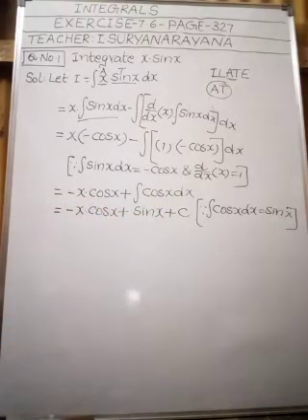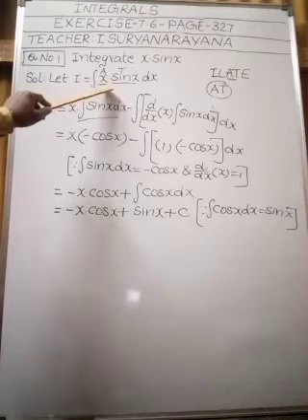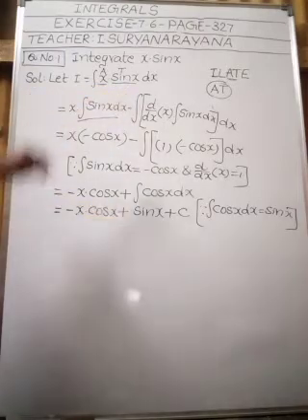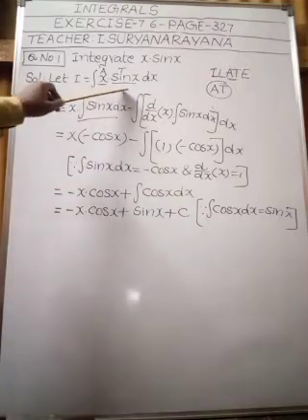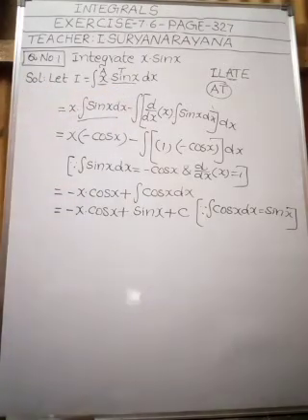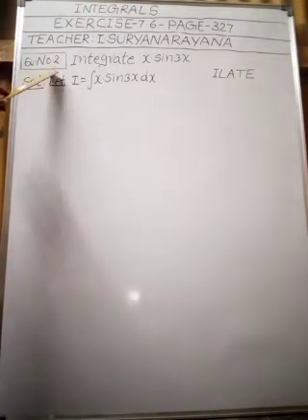c. Okay, my children. If we find the derivative of this function, finally you get x sin x. In the reverse order, if you find the derivative of this function, finally you get x sin x. Okay, my children, understood? Right. Come to the next question, question number 2.